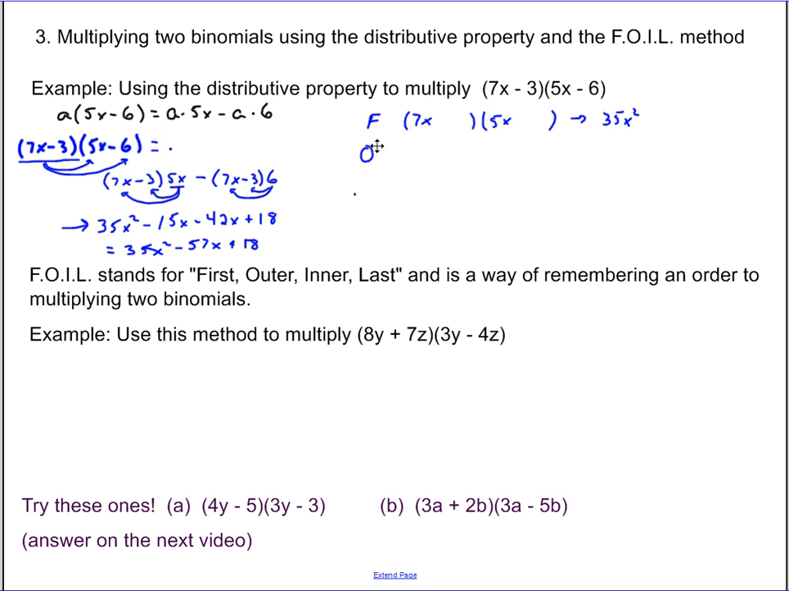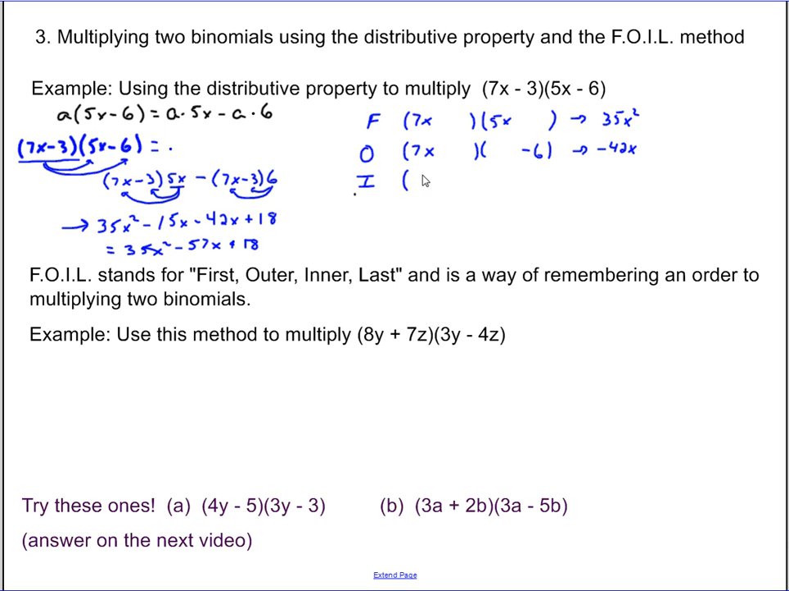When we say O, that stands for outer, and of course that means we're taking 7x, we're ignoring the rest of the bits in this one, and we're taking negative 6 from this binomial. See what I'm saying here? I'm just ignoring this 5x that was here. All we're doing is taking the outer terms, so 7x times negative 6, and that's going to be our negative 42x.